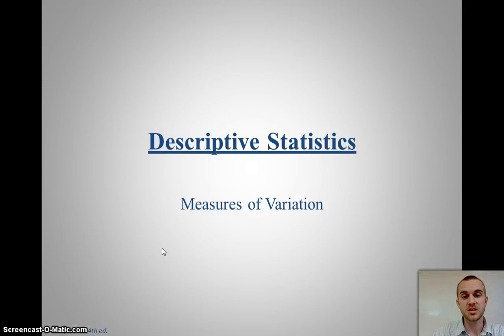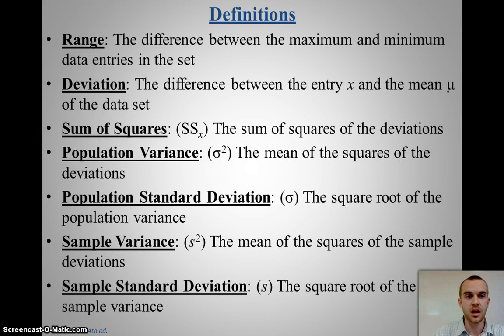In this video, we're going to explore measures of variation. A couple key terms to help you. We've talked about range before. Deviation, that's a new word. It's the difference between any entry and the mean of that data set. The sum of squares: we take each of those deviations, square them, and add them together.